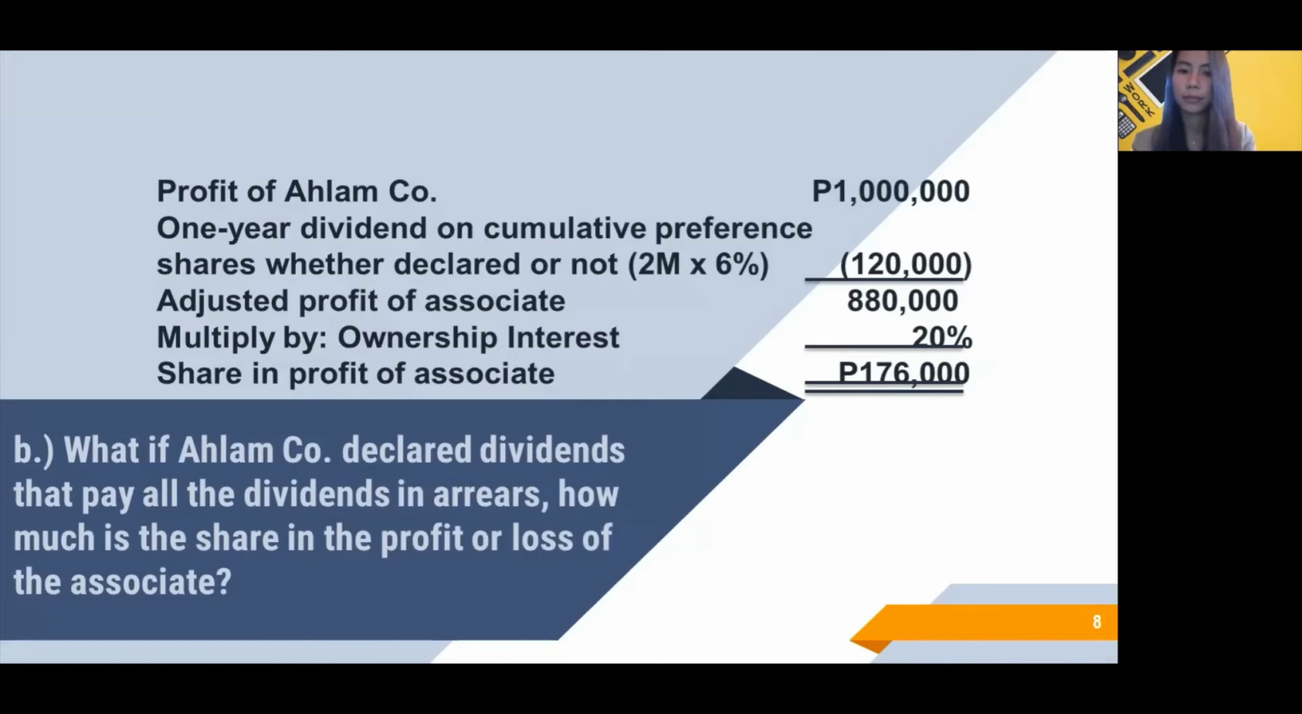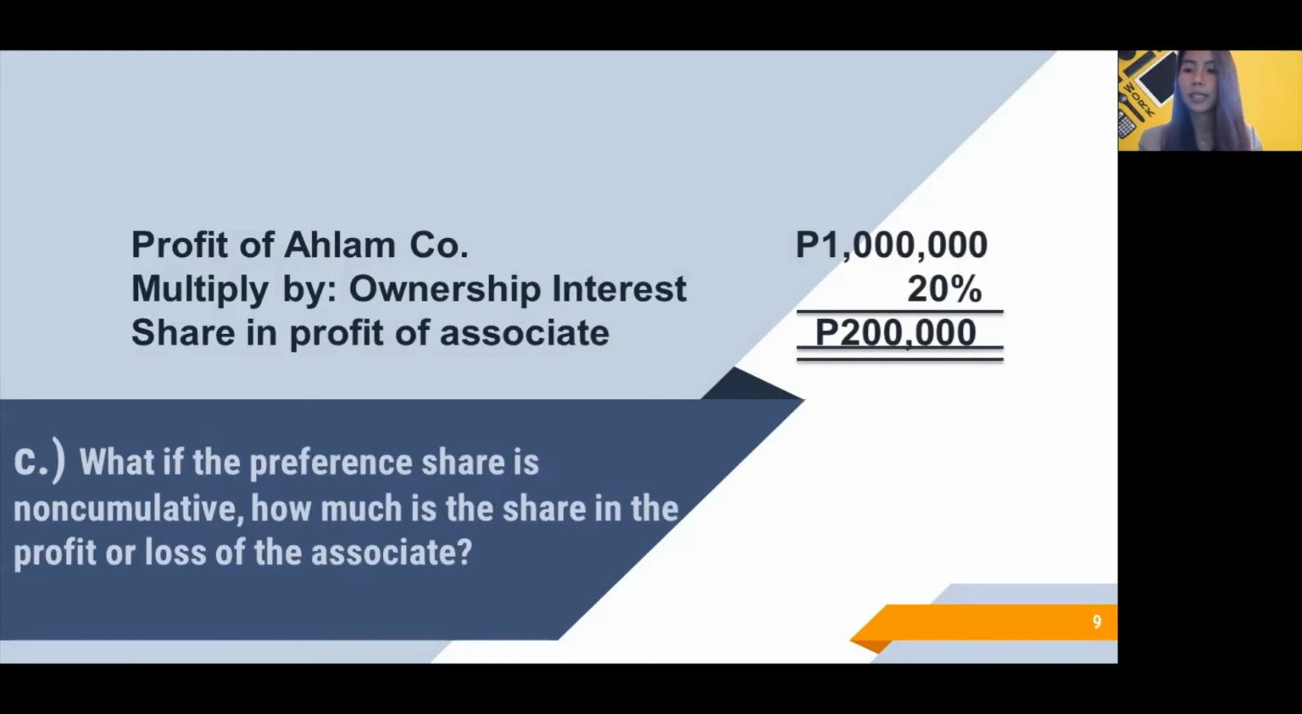So ayun. So for letter C, what if preference share naman daw is non-cumulative? So how much is the share in the profit or loss of the associate? So dahil non-cumulative siya, meaning magdededuct lang tayo ng dividends pag dineclare.